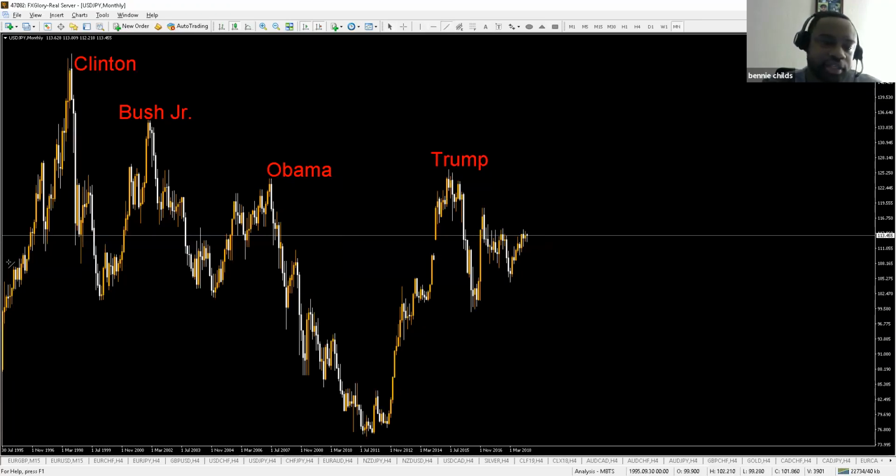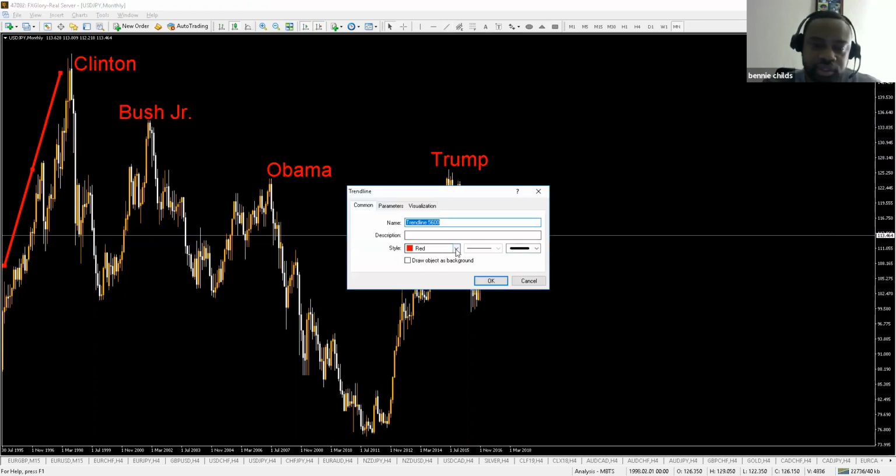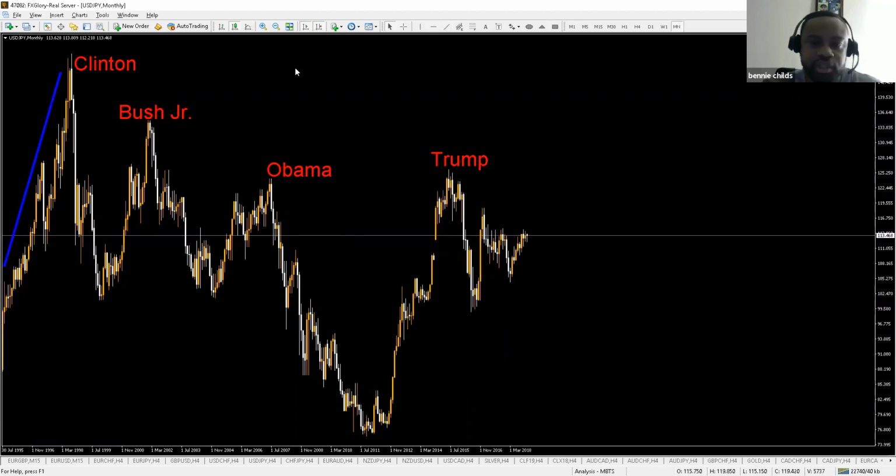As a new president is coming in office, Mr. Clinton coming in office, the market will rise. I'm going to change this. I'm going to make this blue, just so you'll be able to see it in contrast. What happened with Mr. Clinton? It was some type of scandal, right? Ironically, the market goes down.